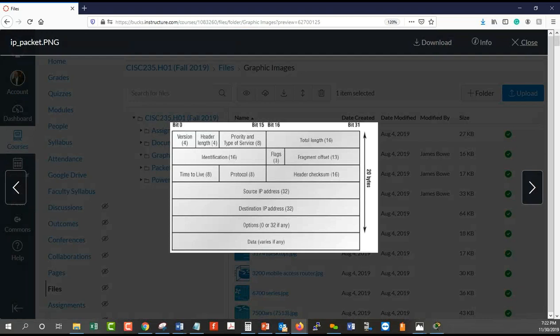So here we have the PDU for layer number 3. The thing that keys you off that this is an IP packet is the source IP address and the destination IP address. You're not going to see that in any other PDU. So when you see source IP, destination IP, you're looking at an IP packet. Okay? Very good. So we're clear on that part, hopefully.